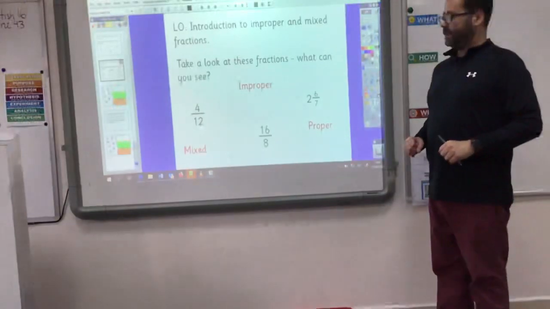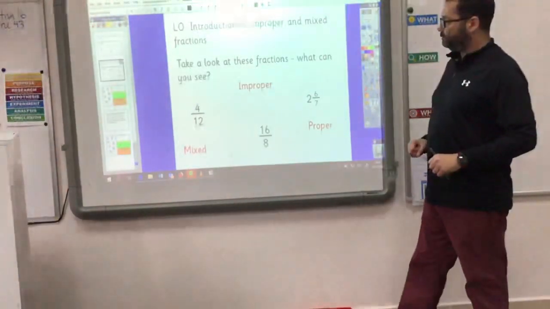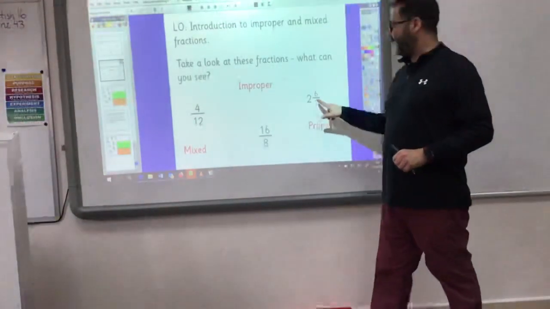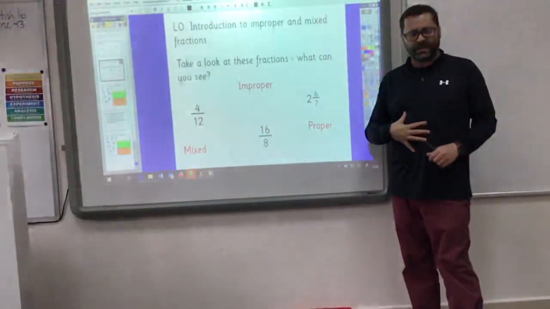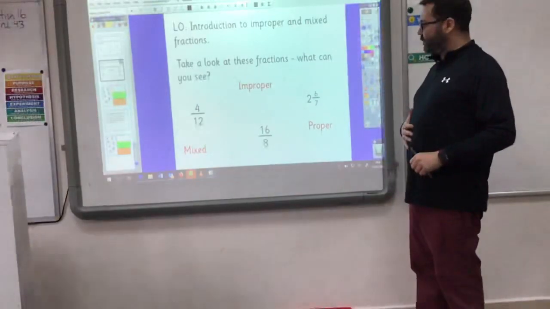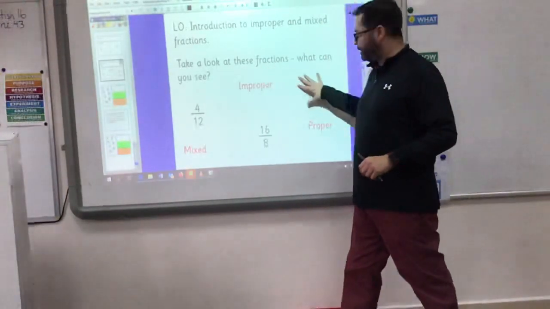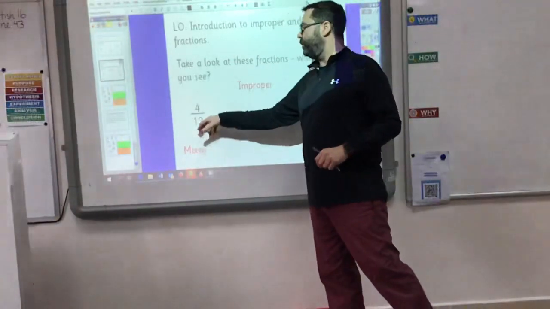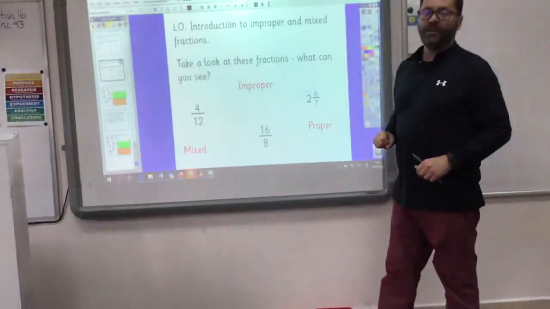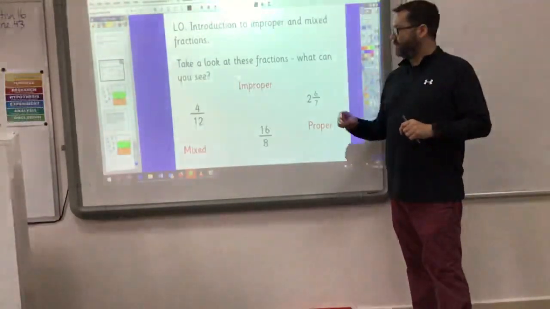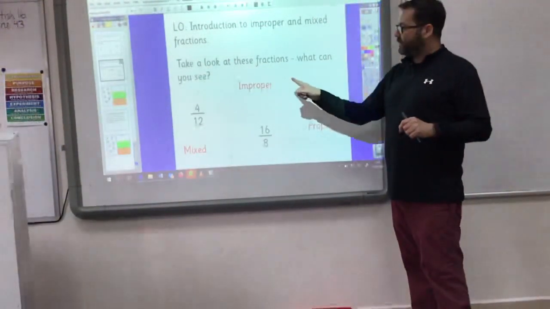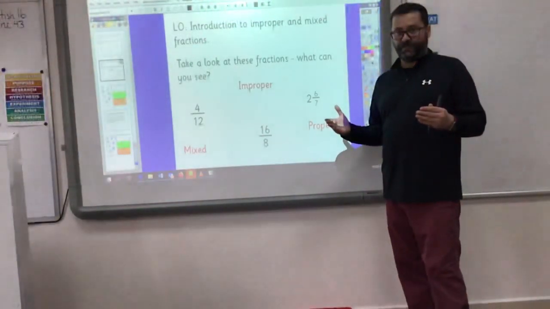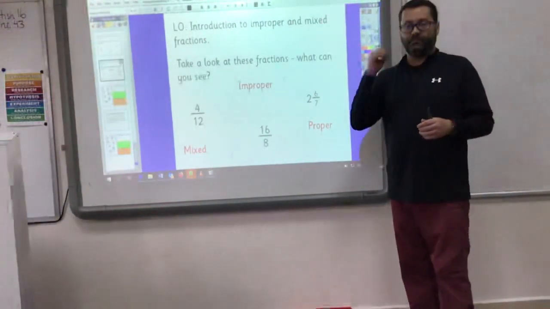What I want you to take a look at now is these 3 fractions, and use your gut instincts. Which fraction do you think out of all of these fractions is proper, which is a mixed fraction, and which is an improper fraction? I'm going to pause now to give you a chance to link up these fractions. Which one do you think is the best fit for each family? Go.